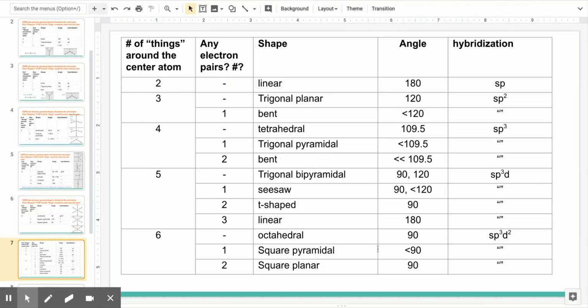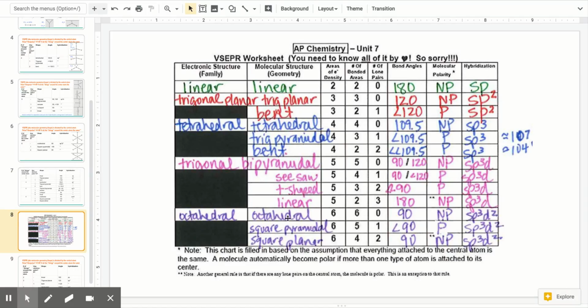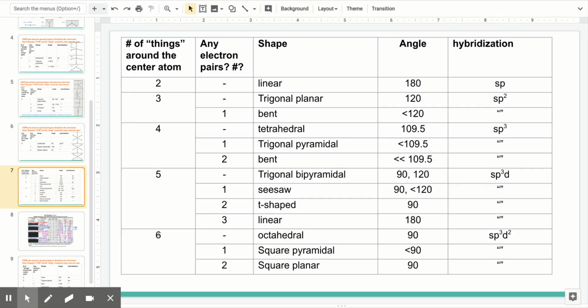So here was kind of my version and way of thinking about the shapes and the angles and the hybridization. It's very similar to what was in your notes packet. This was the table in your notes packet. I just, instead of organizing it by the family name, look at it through how many things are around the center. And that's really what I use as my driving force.